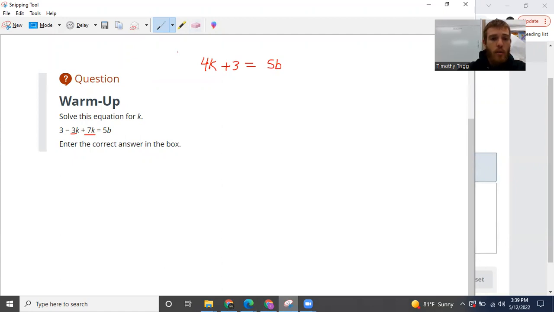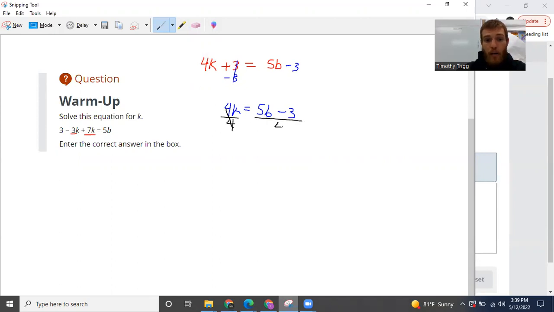Now, again, my goal is to get k by itself. So my next step, I'm going to get rid of this plus 3. The way we do that is by subtracting 3 on both sides of the equation. This will give us that 4k equals 5b minus 3. Hopefully you see the last step is to divide by 4 on both sides to get k by itself.